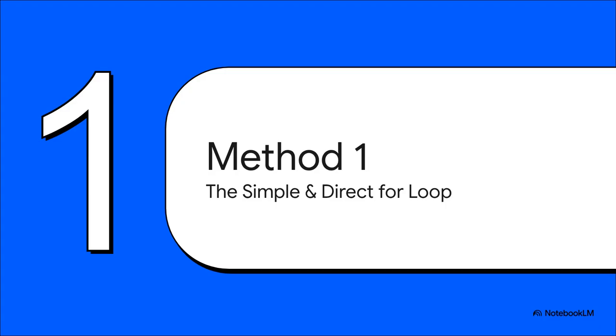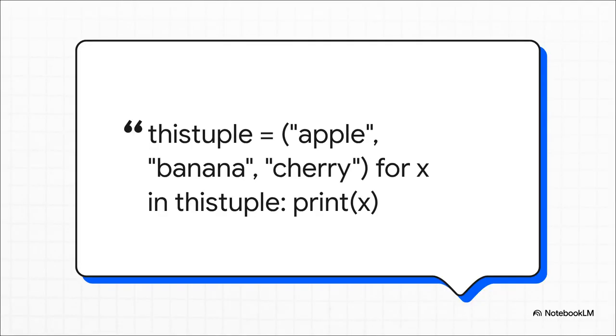Okay, let's kick things off with method number 1, the simple and direct for loop. This is, hands down, the most common, most straightforward, and I'd say the most Pythonic way to get this done. It's the one you'll see most often. So let's look at the code.